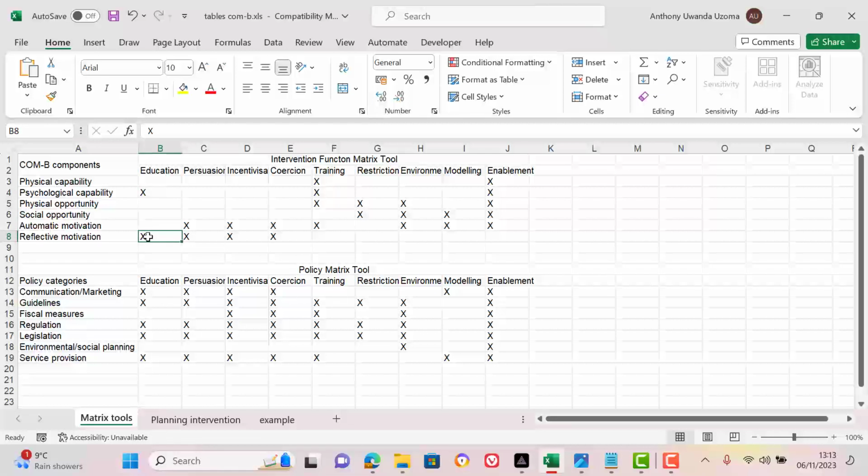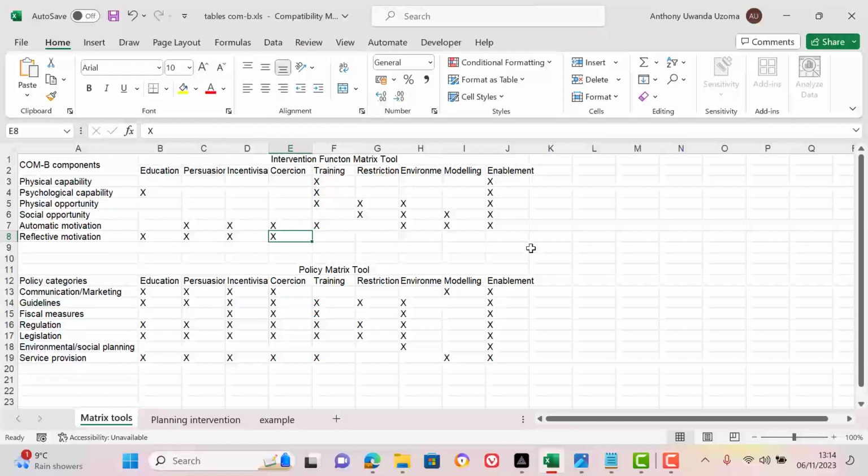So that means they don't see themselves as, for me to understand what is reflective, they feel like it's not necessary. So their emotions, they feel it is an extra stress, going to the hospital again for antenatal checkup. And what I can use to address reflective motivation here, I see that education is here again, persuasion is here, incentivization is here, and then coercion. So these are the four things, okay?